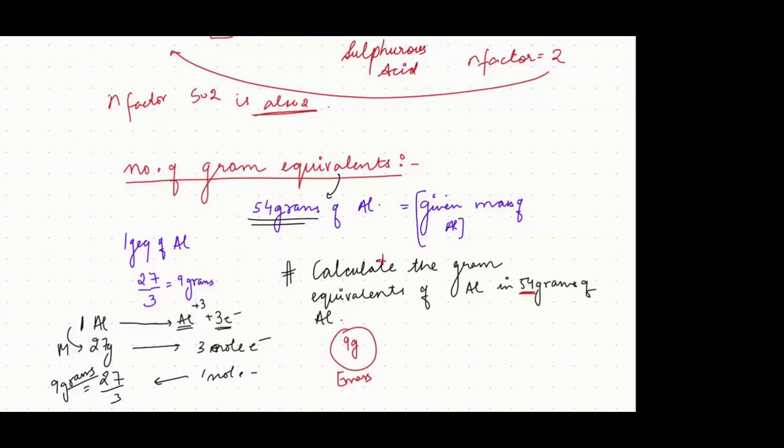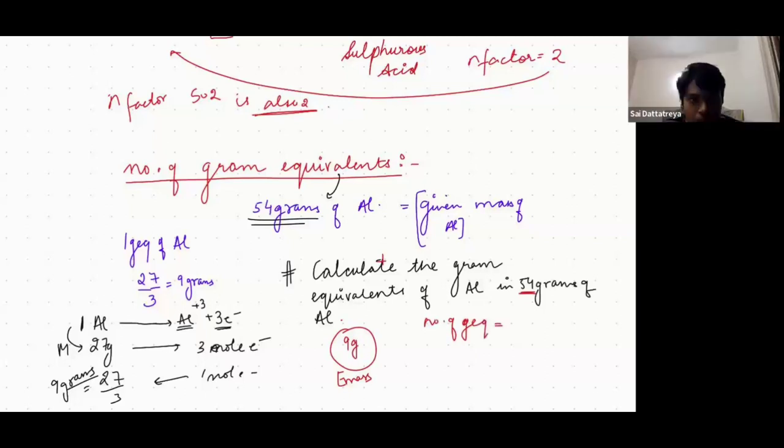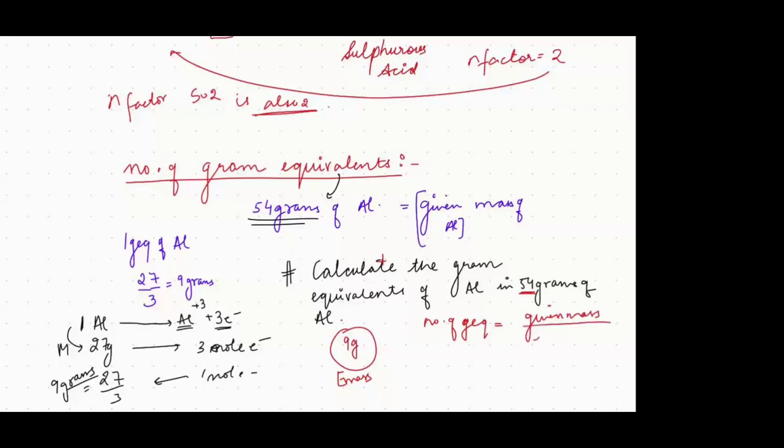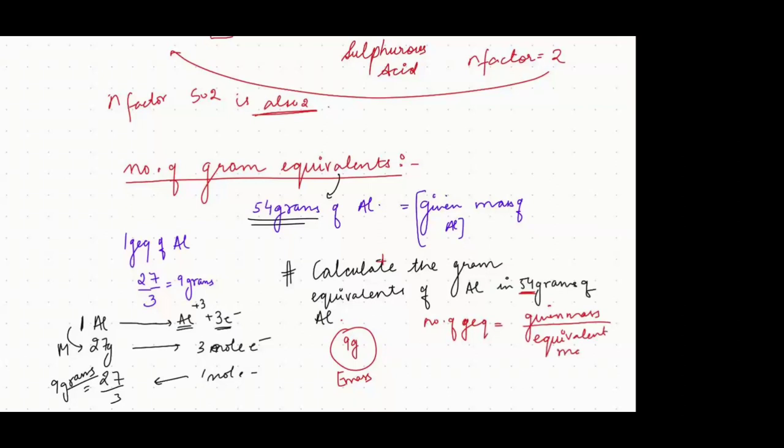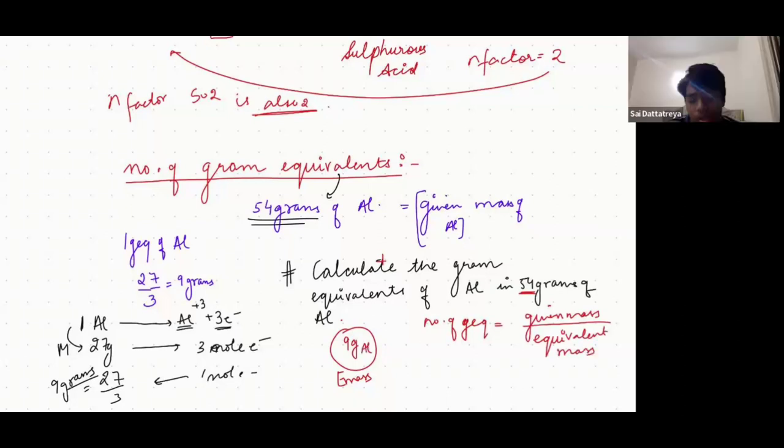So can I say the number of gram equivalents is given mass divided by equivalent mass? Okay, so the number of gram equivalents is 6 here. Why? Because 1 gram equivalent packet has 9 grams of aluminium. So there are 6 packets.